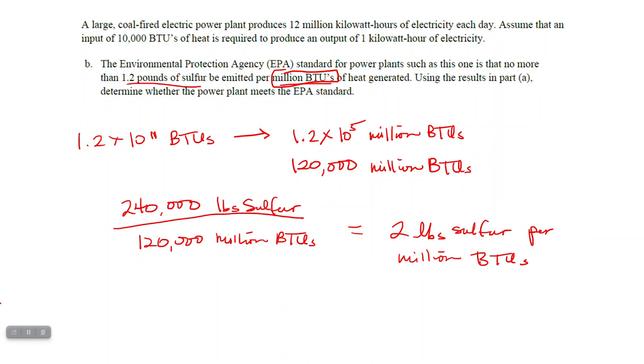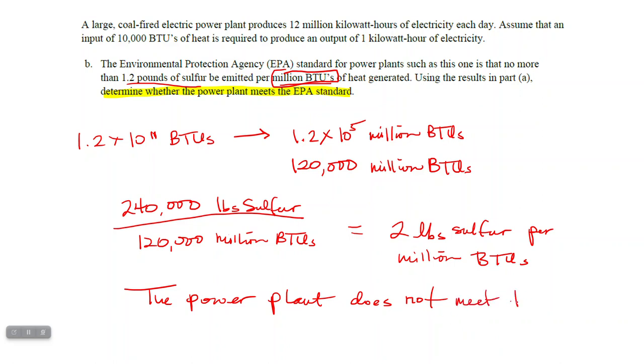We need to determine whether the power plant meets the EPA standard. The EPA standard is 1.2 pounds of sulfur per million BTUs. So we have to say the power plant does not meet the standard.